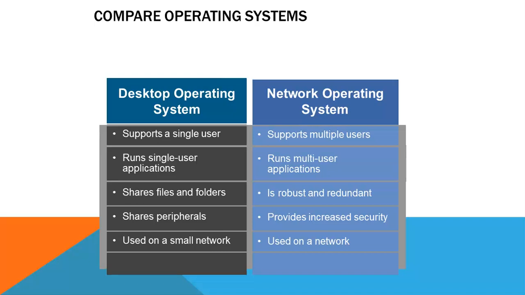Then on the types of operating systems, we have the desktop and the network operating system. The desktop supports a single user, and it will only run a single application. The network operating system will have multiple users. In this, we have one computer that will have multiple users, and it will run multiple applications at once.